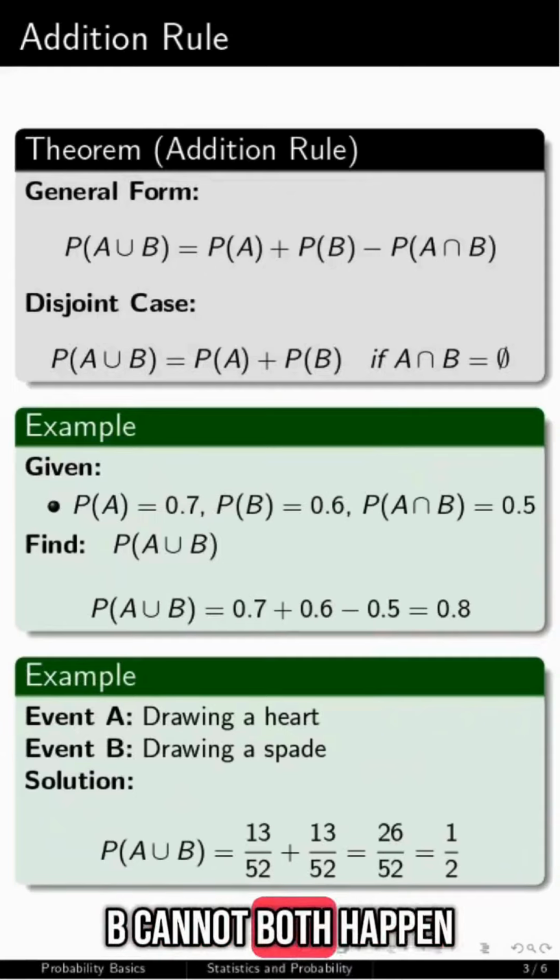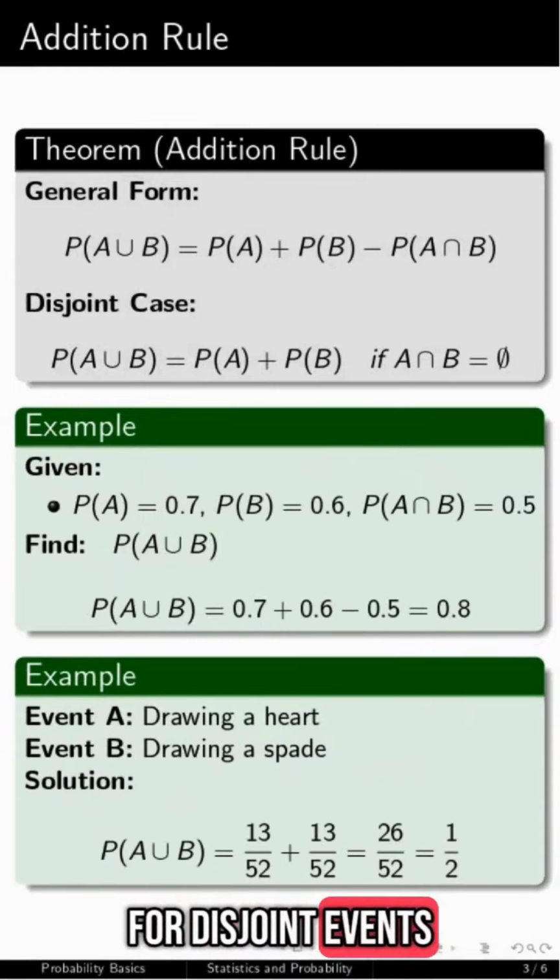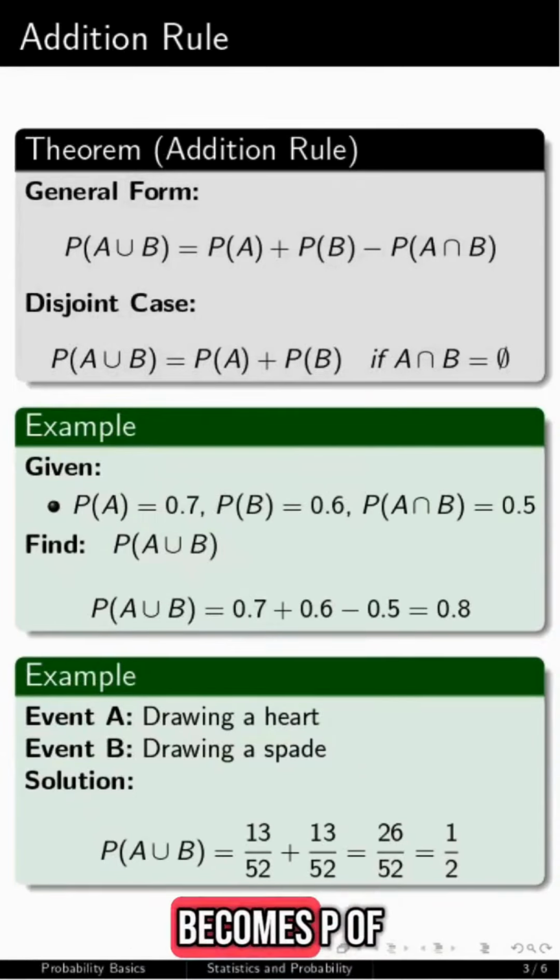If A and B cannot both happen, they are disjoint. For disjoint events, the intersection is 0. So the formula becomes P of A or B equals P of A plus P of B.